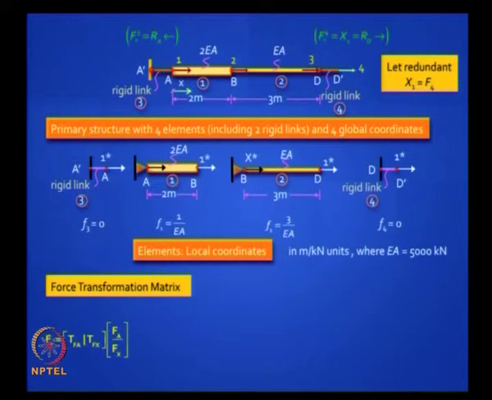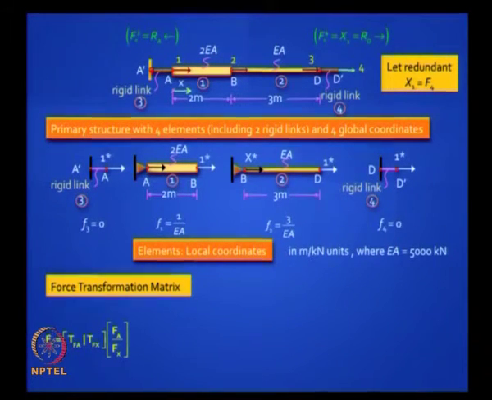So mind you, there are 4 global coordinates, 1, 2, 3 and 4. 1, 2, 3 belong to active coordinates, 4 belongs to redundant coordinates. So the size of this vector is 4 by 1. The size of F star is 4 by 1 because there are 4 elements. So the size of this is 4 by 4. Give me that matrix, 4 by 4.